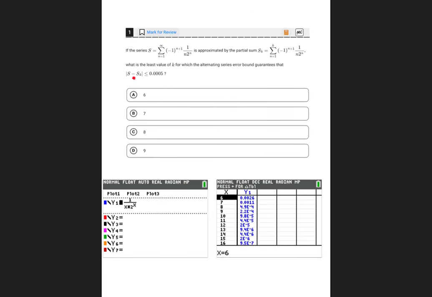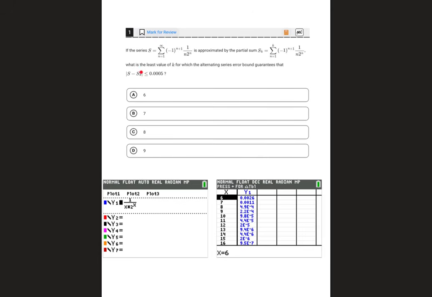Okay, so first off, this absolute value of s minus sk is just the error, right? You have an approximation, it's not exact, so there's some error, some amount that you're off from the actual value. And the alternating series error bound, this is an alternating series. They say that the error bound says that this error is always less than or equal to the first unused term.